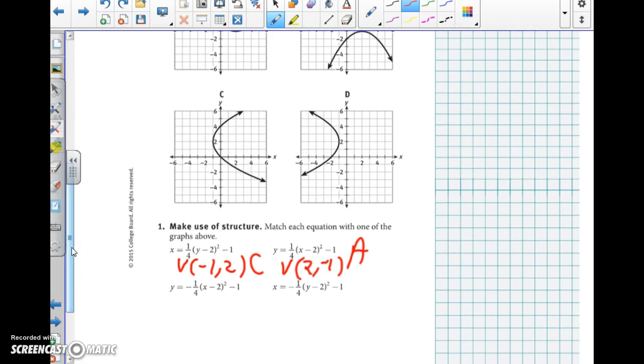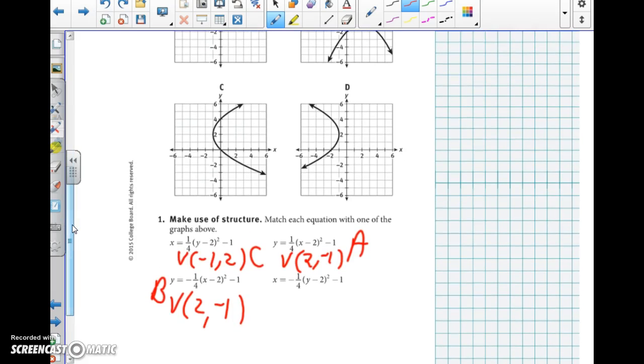Now we go to this one. What's the vertex? 2, -1. Very good. The vertex is 2, -1, because it's y equals. And now is the P positive or negative? Negative. So which way is it going to open? It's going to open down. Very good. So it's going to be B. All right, and then obviously by process of elimination, what's the vertex on the last one? -1, 2. Very good. And then which one is it going to have to be? It's going to have to be D, right? You got it. Is everybody good so far with that?